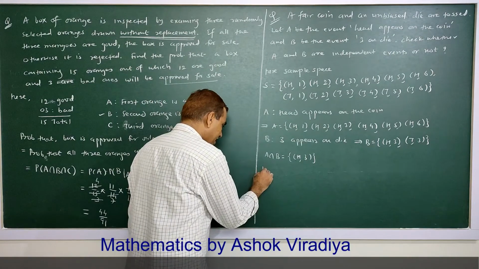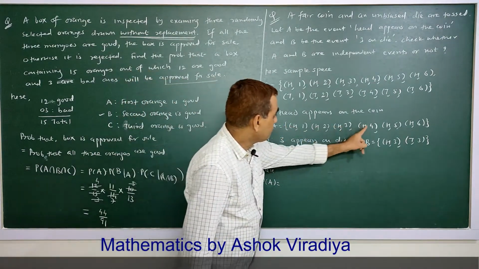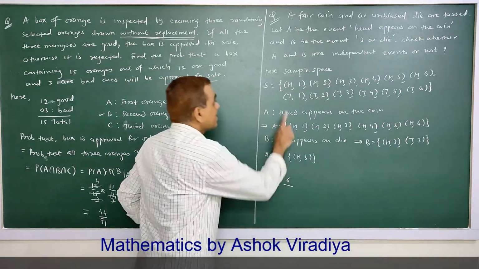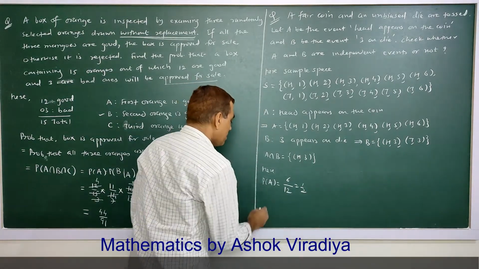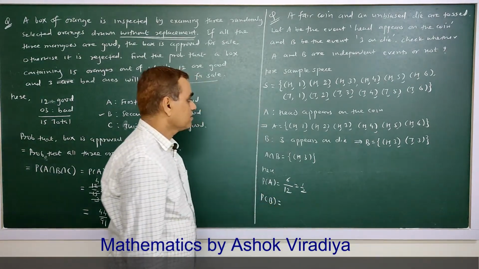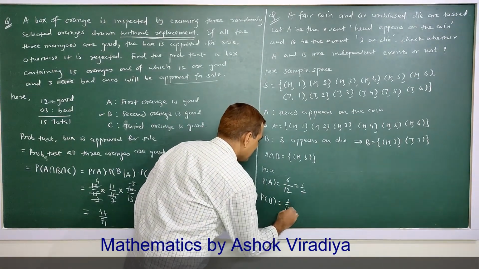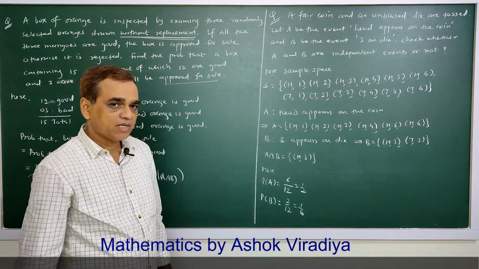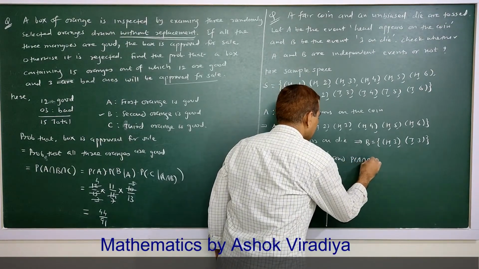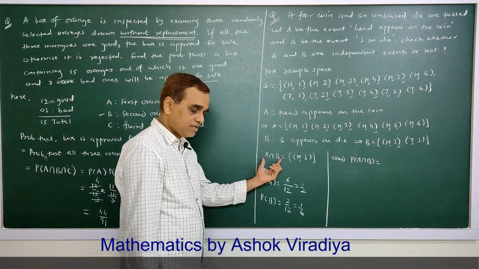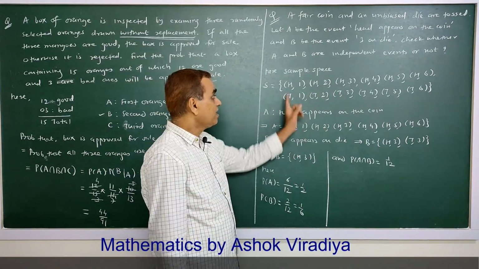Now see, we find probability of A. A has 1, 2, 3, 4, 5, 6 elements, so 6 upon S contains 12 elements, 6 plus 6, 12. So 6 by 12, that is 1 by 2. Probability of B. B has 2 elements, 2 by 12, that is 1 by 6. And probability of A intersection B is 1 by 12. Here it is 1, total 12.